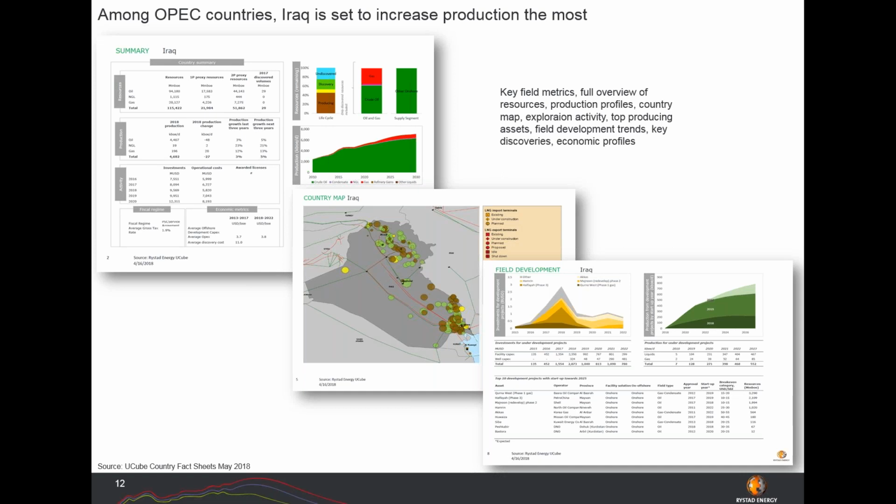Around half of remaining country resources are represented by not yet producing fields, which is visible on the resources chart as well as on the country map that depicts location of Iraq fields by life cycle. Production growth in the medium term is driven by sanctioned not yet producing fields, which will increase oil production by 385,000 BOE per day by 2022.